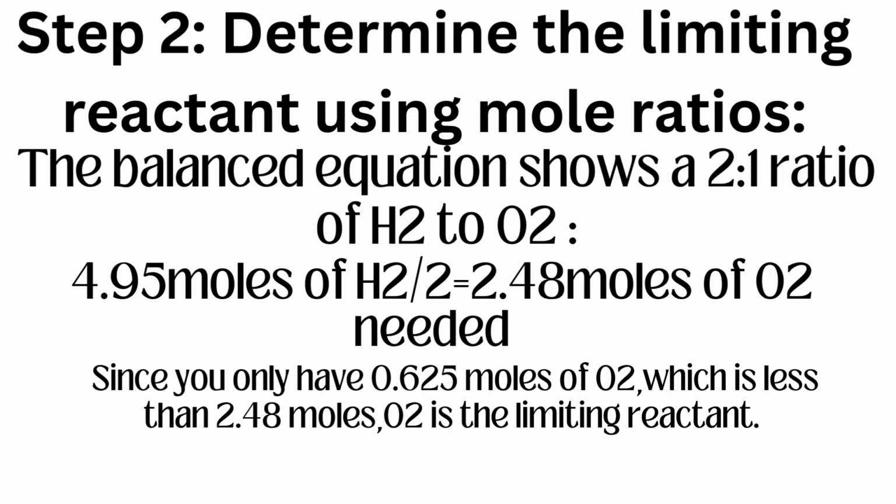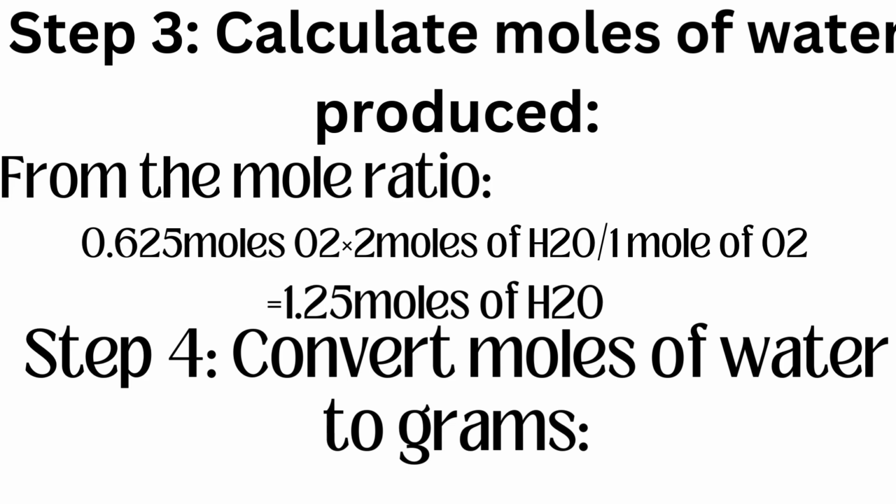Step 2. Determine the limiting reactant using mole ratios. The balanced equation shows a 2-to-1 ratio of H2 to O2. For 4.95 moles of H2, divided by 2 equals 2.48 moles of O2 needed. Since you only have 0.625 moles of O2, which is less than 2.48 moles, O2 is the limiting reactant. Step 3. Calculate moles of water produced. From the mole ratio, 0.625 moles O2 times 2 moles of H2O per 1 mole of O2 equals 1.25 moles of H2O.